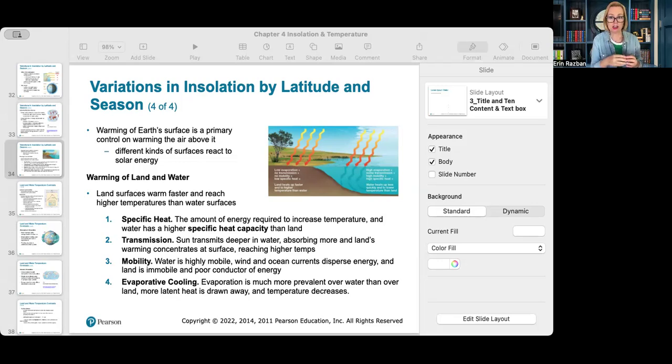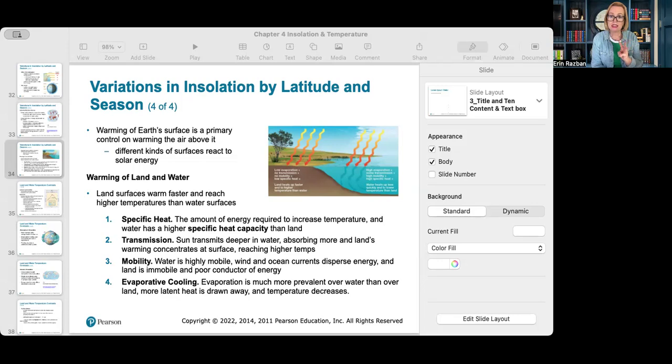Second, let's consider transmission. Water is transparent, allowing sunlight to penetrate deeper, while land is opaque. This means heat in water spreads out over a greater volume, resulting in lower maximum temperatures. It's similar to spreading the same amount of butter over more bread in a thinner layer.